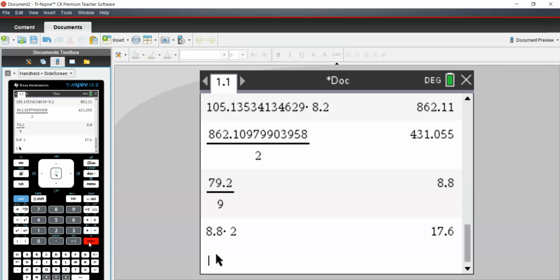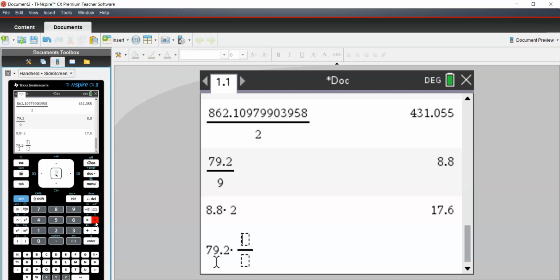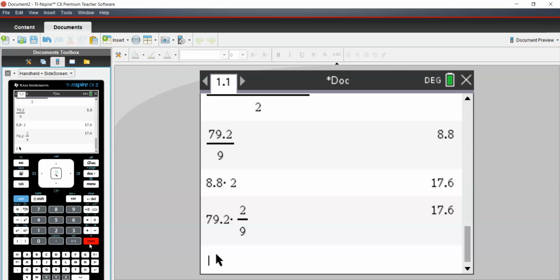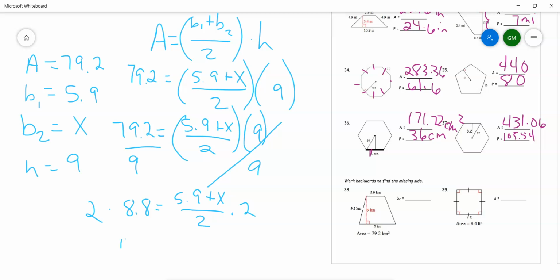Now, if you were curious as to how we could get that done in one step, take 79.2 and multiply it by the fraction 2 over 9. We get the same answer. So it's multiplying by the reciprocals. So it's 17.6. It's equal to 5.9 plus x.